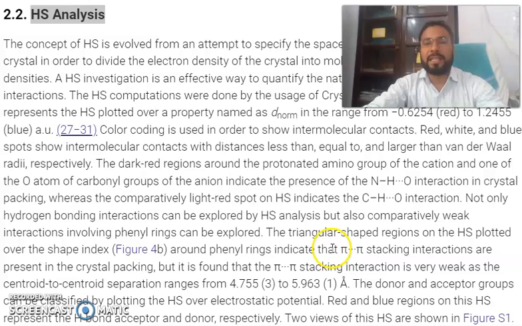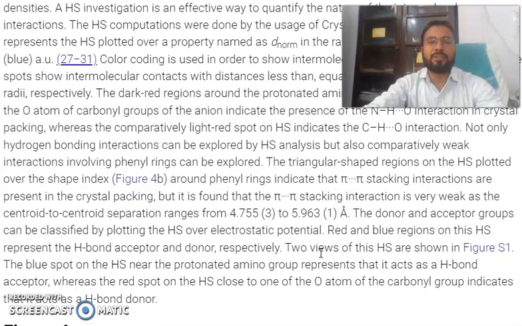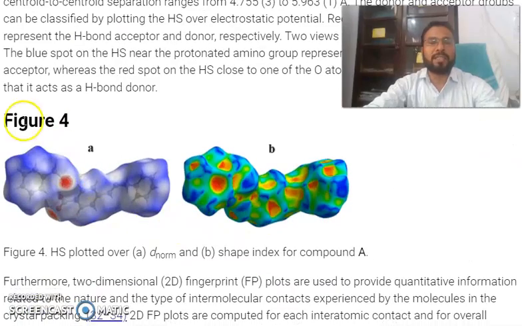The donor and acceptor groups can be classified by plotting the Hirschfeld surface over electrostatic potential. Red and blue regions on the HS represent the hydrogen bond acceptor and donor respectively. I will show you the view of the Hirschfeld surface. The blue spot on the Hirschfeld surface near the protonated amino group represents that it acts as a hydrogen bond donor, whereas the red spot on the HS close to one of the oxygen atoms of the carbonyl group indicates that it acts as a hydrogen bond acceptor. So look at these figures.